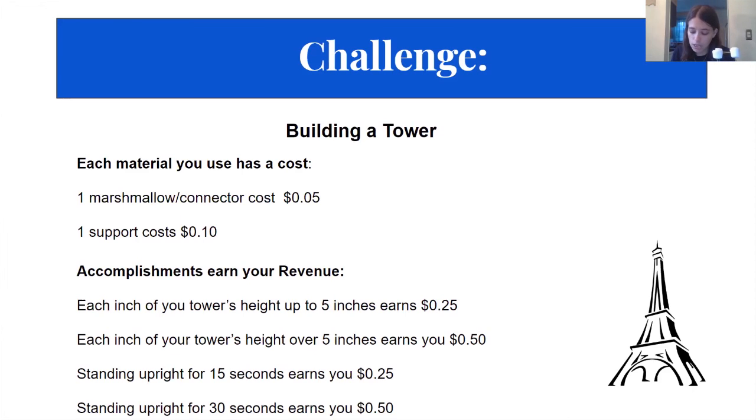We're going to see if it'll stand for 30 seconds. Okay, so we're going to set the timer. I have a timer set on my phone. I'm going to hit start, and we're going to see if it stands for the entire 30 seconds. If I can get it for 30 seconds, I get 50 cents. Okay, so let's see. Ready, set, go.